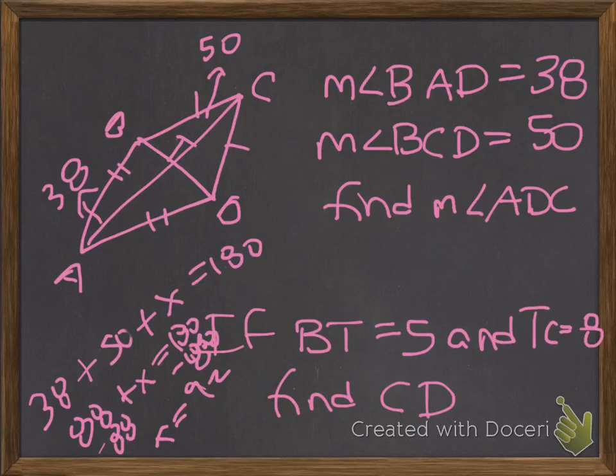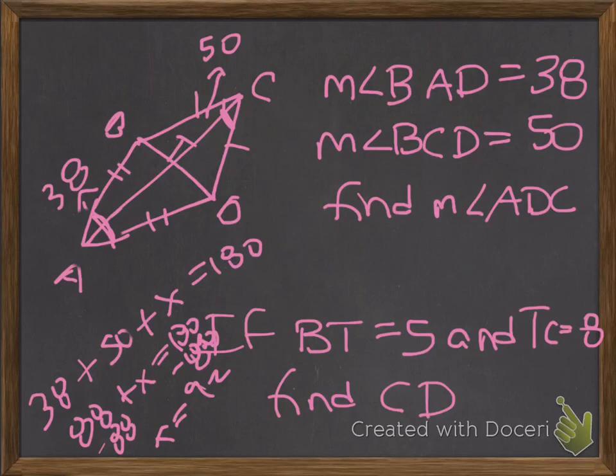Okay, I thought this was wrong. I didn't label it correctly. BAD is 38, so that's this whole thing. The whole thing is BAD. And then BCD, same thing. The whole top is 50. So those two, 38 and 50, are not equal. So that makes the other side have to be equal.